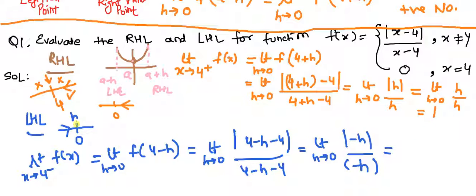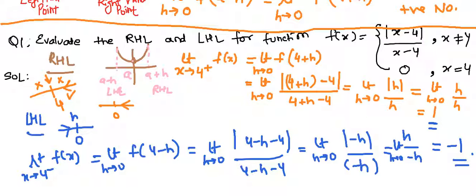Since h is a negative number, negative into negative will become positive, and the mod value of a positive quantity is always positive. So you're going to write it as positive h upon minus h, limit h tends to 0. So h and h get cancelled, you'll get exactly minus 1. These are the two answers that you're getting.